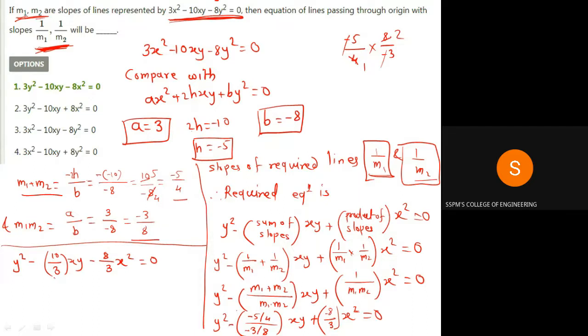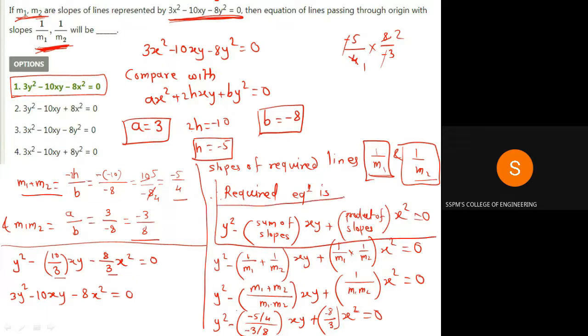Now you can see 3 in the denominator, so we will multiply the whole equation by 3. Now what do we get? 3y square minus 10xy minus 8x square is equal to 0. This is the required combined equation of the pair of lines. The formula you have to remember here is y square minus sum of slopes into xy plus product of slopes into x square. This is the formula you have to remember, and it will be easy for you to solve.